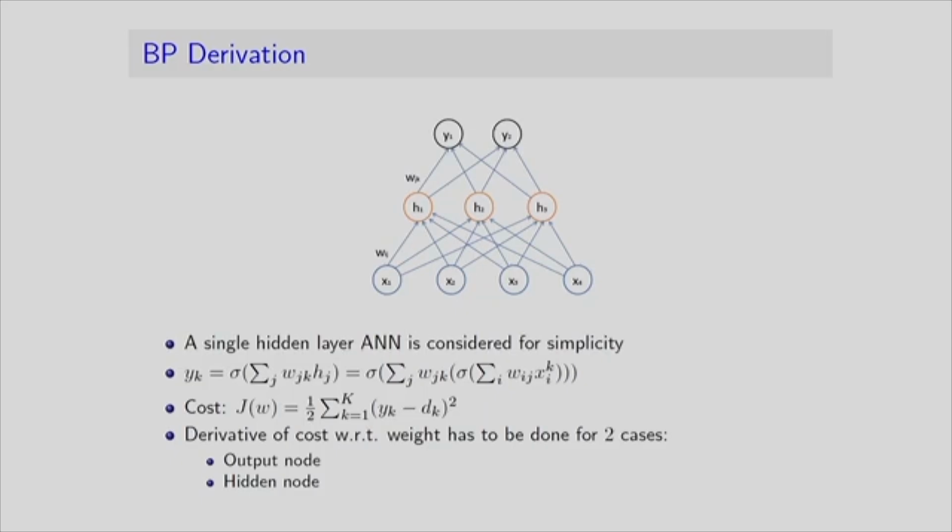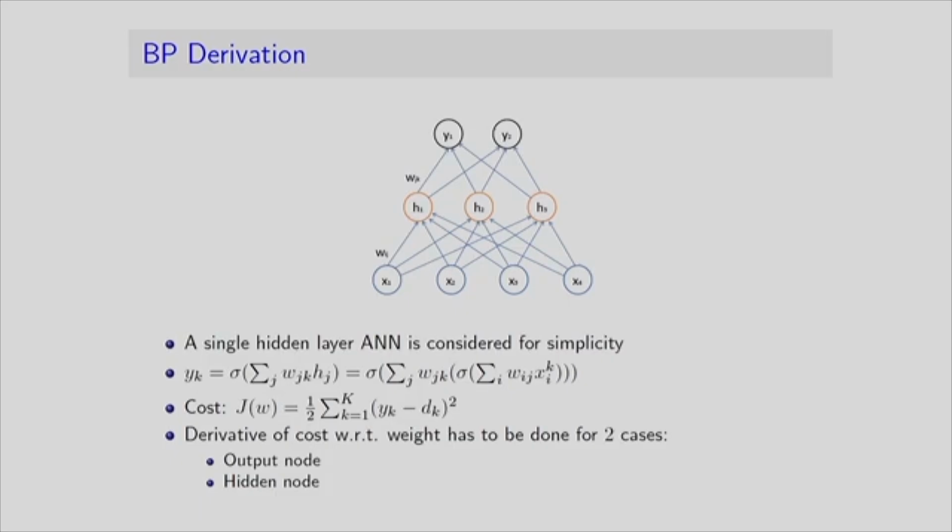The connecting weights between the input layer and the hidden layer are wij, and the connecting weights between the hidden layer and the output layer are wjk. A single hidden layer ANN is considered for simplicity. So let us consider the derivation of the backpropagation training algorithm.